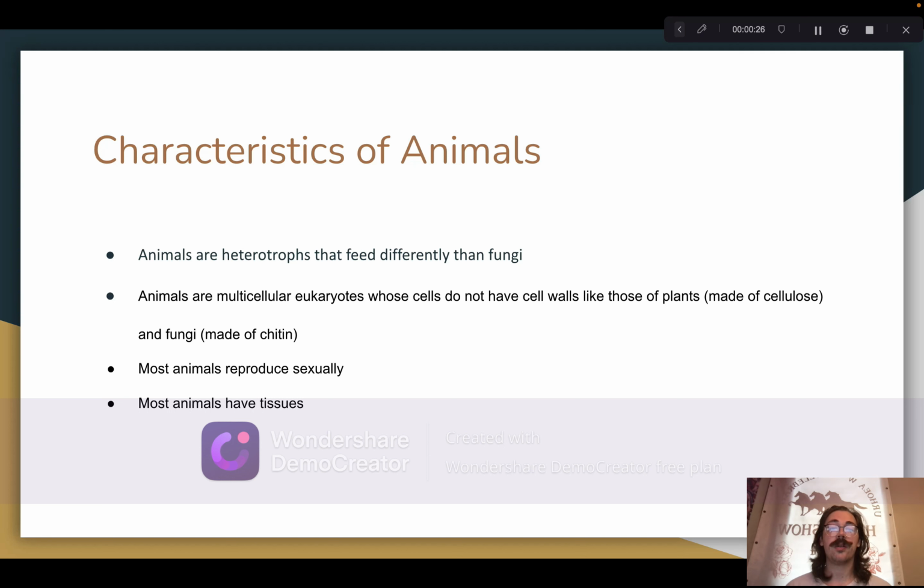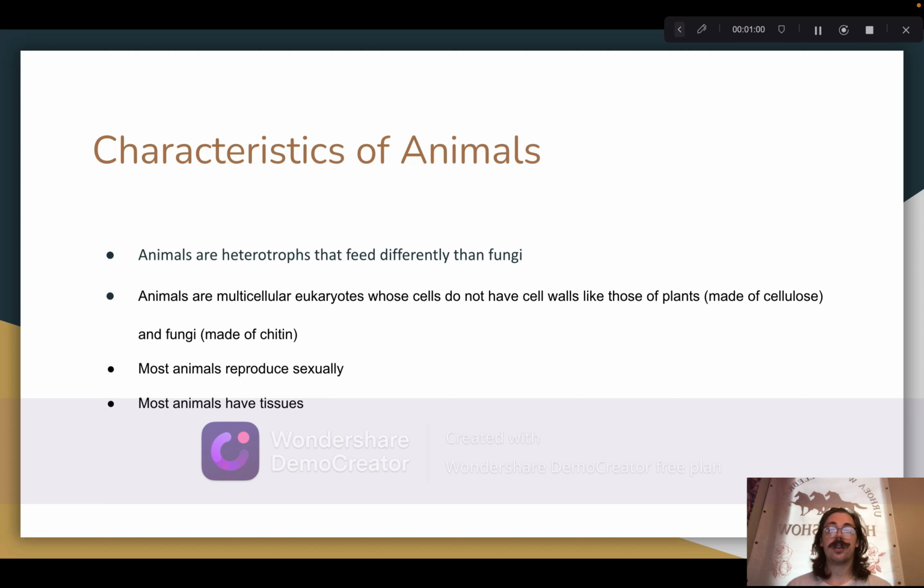Well, animals are heterotrophs, but they feed differently than fungi. So we saw in a previous chapter that fungi are heterotrophs that secrete enzymes and break down their food sources of organic materials outside of their bodies before absorbing their nutrients. Animals, however, ingest their food sources and they break them down within their bodies before absorbing their nutrients.